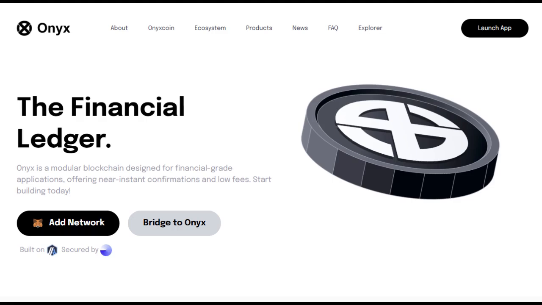Now back to the custom gas token, XCN. What's the real benefit of using XCN instead of just, say, ETH for gas on Onyx? Flexibility mainly. Using XCN allows Onyx to potentially offer lower, more stable fees on its own network, shielded a bit from Ethereum's gas price swings. Okay, more predictable costs for users on Onyx.